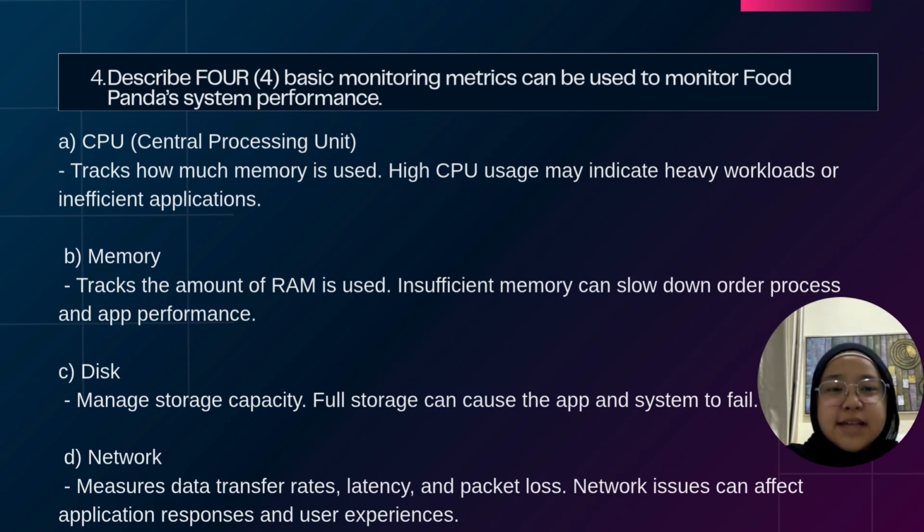Third one is disk. This helps manage storage capacity. When the disk is full, it can cause the app and system to fail. And the last one is network. Network measures data transfer rate, latency, and packet loss. Network issues can affect application response.